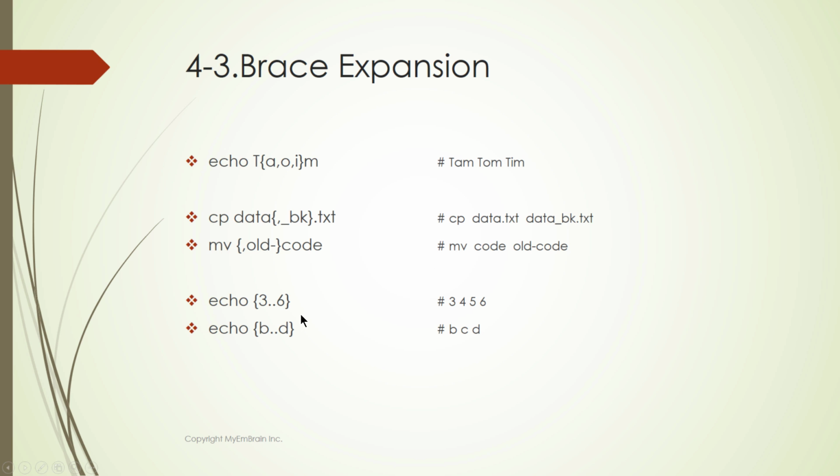Furthermore, brace expansion can be utilized to get a sequence of numbers or letters, and that sequence will be consecutive. For example, if we issue the command echo brace 3..6 closing brace, the consecutive sequence of numbers 3, 4, 5, 6 will be displayed on the console. Similarly, if we issue echo brace b..d brace, the sequence b, c, d will be displayed on the console.